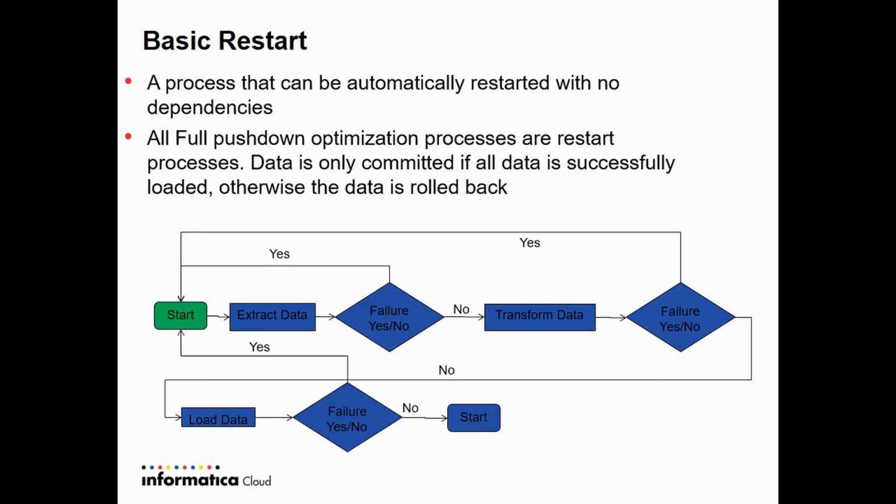So initially, we extract data. If there is some error in extraction, the process is repeated. If not, then transformation of the data takes place. If the transformation fails, the process is restarted. Otherwise, the transformed data is loaded into the target. If the loading process fails, then the whole process is restarted. Otherwise, the next process is started.